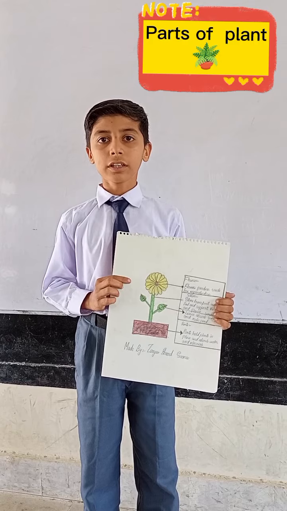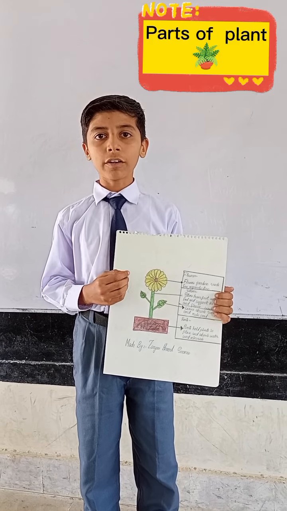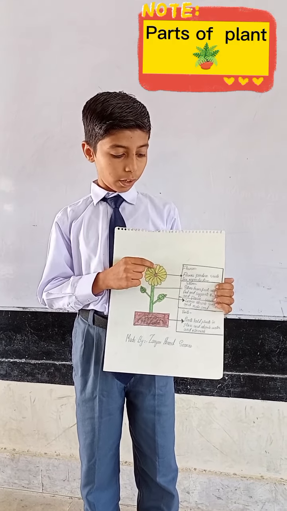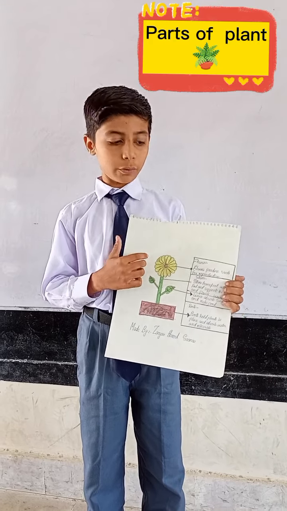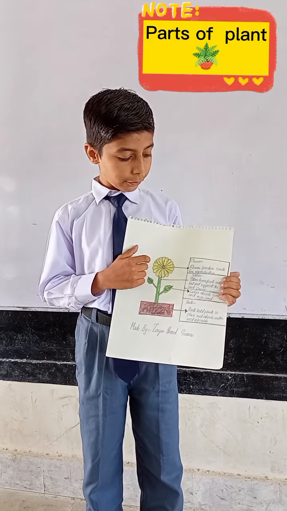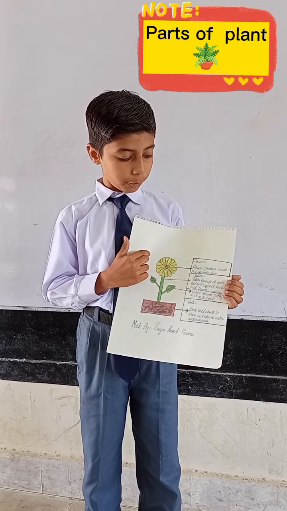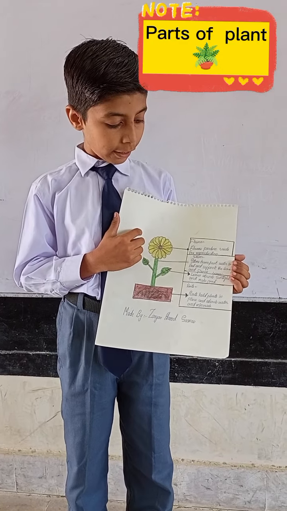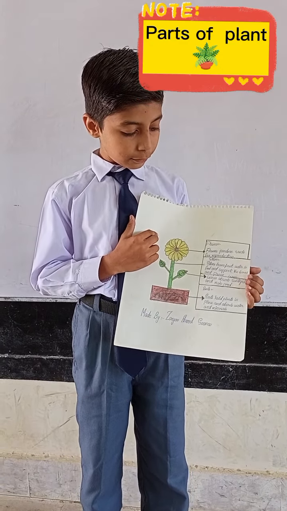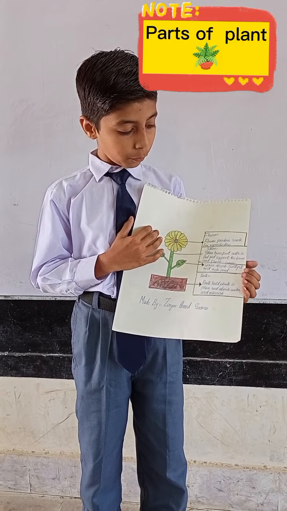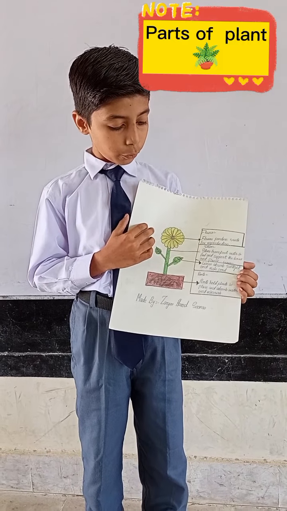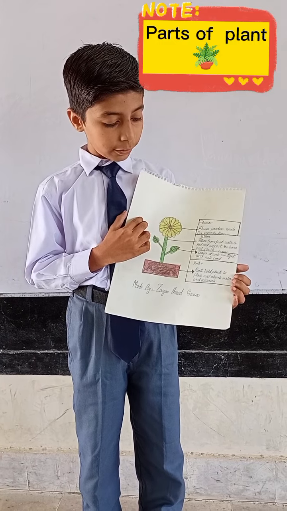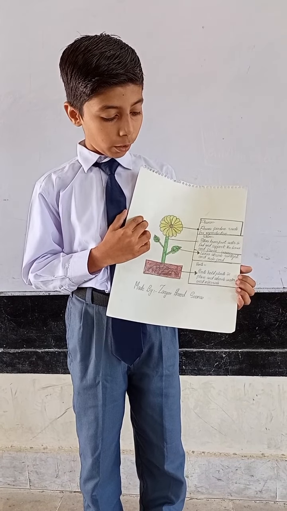Today my topic is parts of a flower. A flower has four parts. Number one, flower, stem, leaves and root. Flower produces seeds for reproduction. Stem transports water and food and supports the leaves and flowers. Leaves absorb sunlight and make food. Roots hold the plant in place and absorb water and minerals.